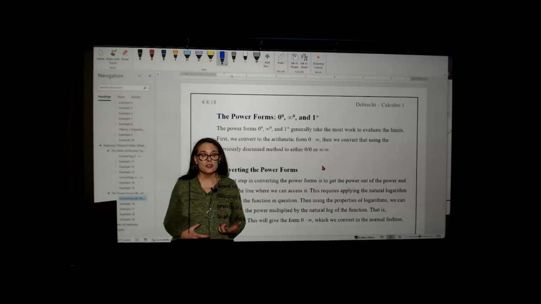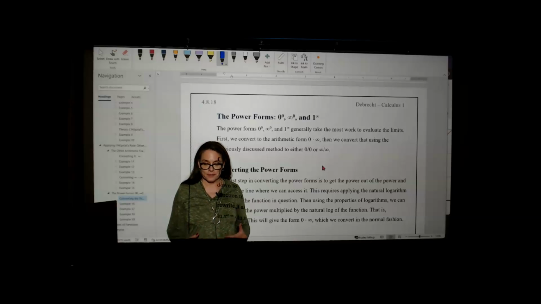The only way we can do that is to get the power out of the power. And that means a natural log. I'm going to share my screen with you now so we can get started.